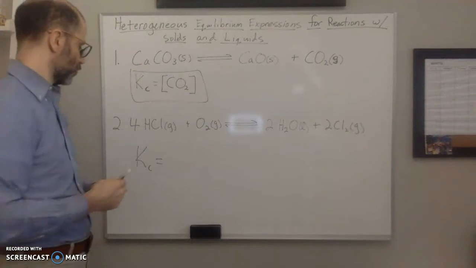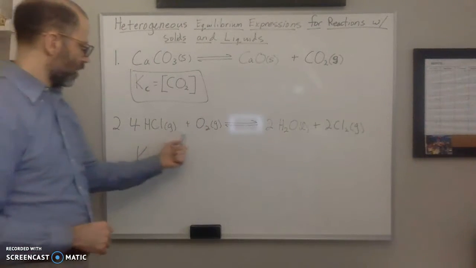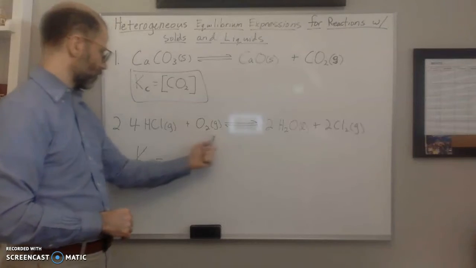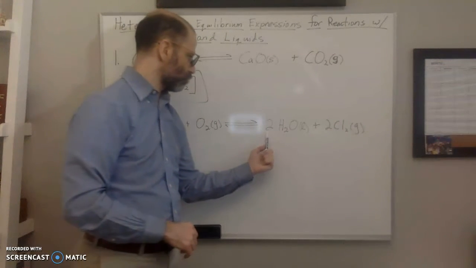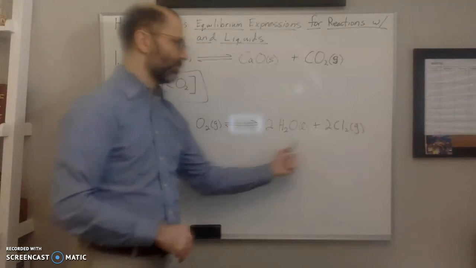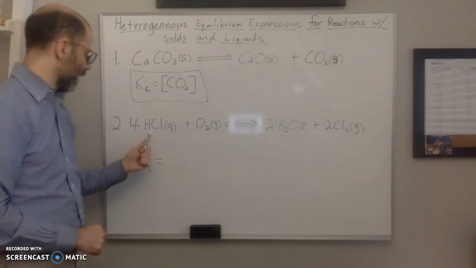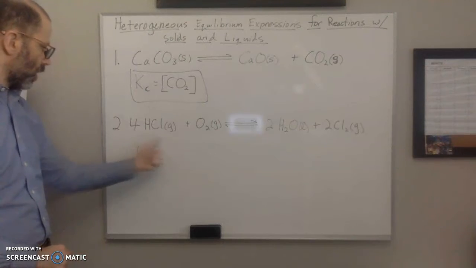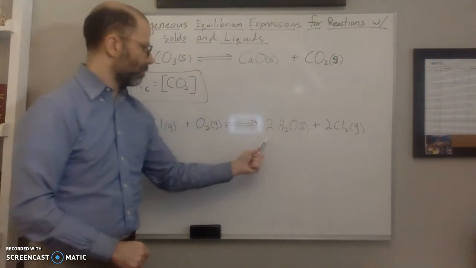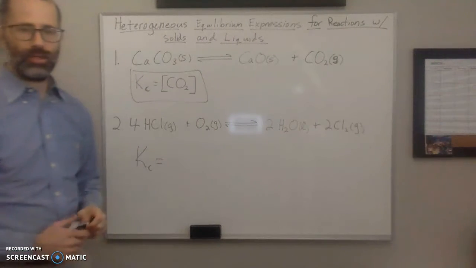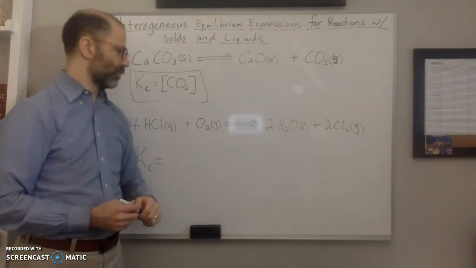Okay, what about number 2? So number 2, we have 4 HCl gas plus 1 oxygen gas, that's going to yield 2 H2O liquid and 2 chlorine gas. So we've got gases for our HCl, oxygen, and our chlorine, but we've got liquid for water. So it's a liquid, so we're not going to include this in our expression.